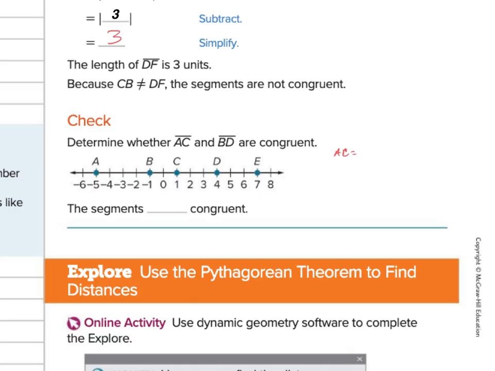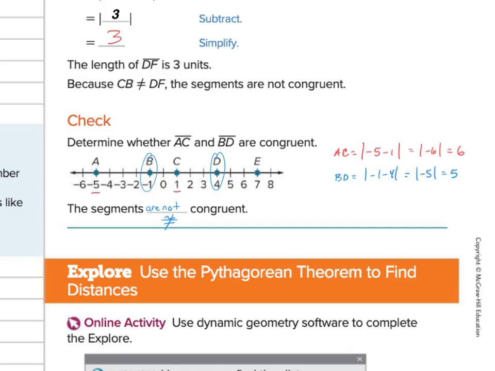AC, I got -5 and 1. And I'm just going to say the absolute value of -5 minus 1 using my formula is equal to the absolute value of -6, which is 6. The other one is the absolute value of BD. I have -1 and 4. So BD is equal to -1 minus 4, which is equal to -5. Therefore, the absolute value of -5 is 5. So the segments are not congruent.